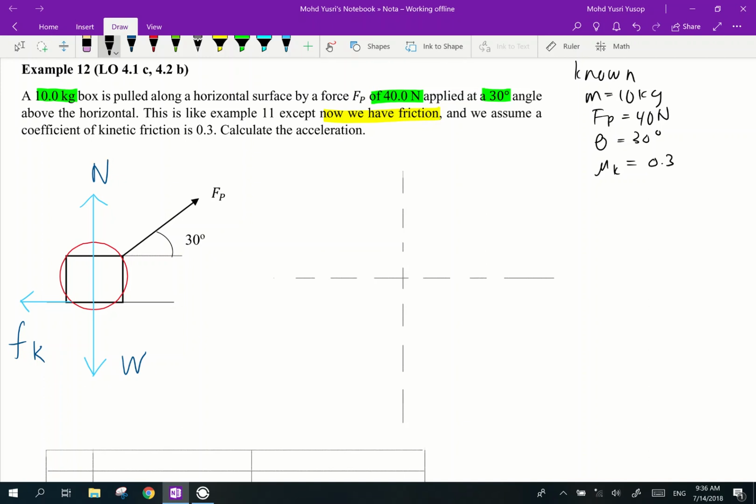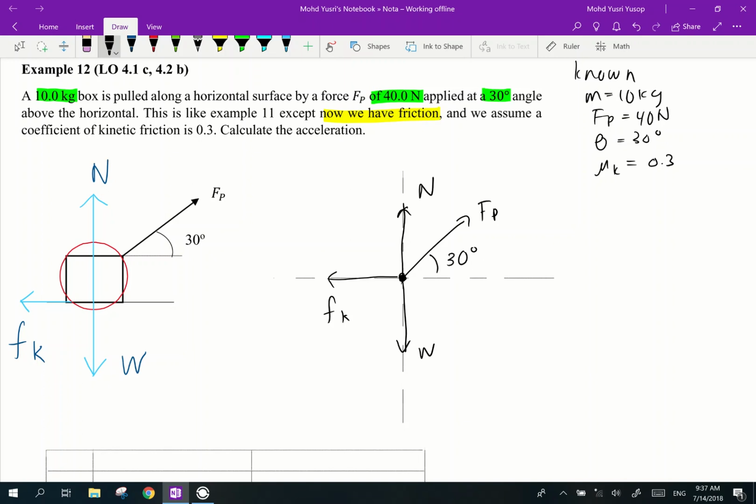Okay, so saya dah identify forces dan forces pada objek ini sama dengan example 11. So let's draw a free body diagram. FP, normal force, weight, and kinetic frictional force, and the angle here is 30 degree.